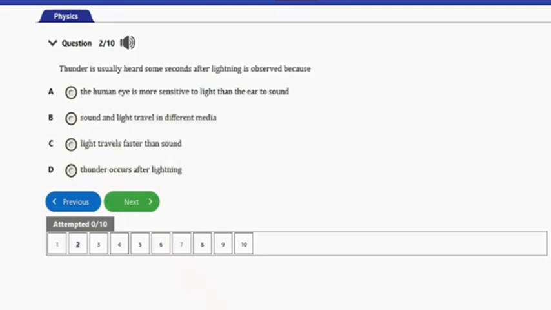So the next question is question number 2. It says, thunder is usually heard some seconds after lightning is observed because... okay guys, the reason for this phenomenon is actually because light travels faster than sound. So that's option C here, guys. Take note of that. Let's go ahead and consider the next question.